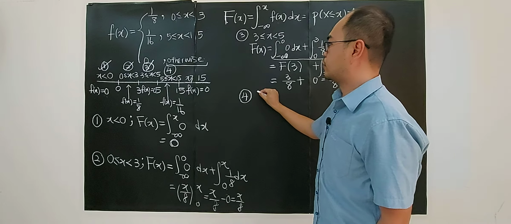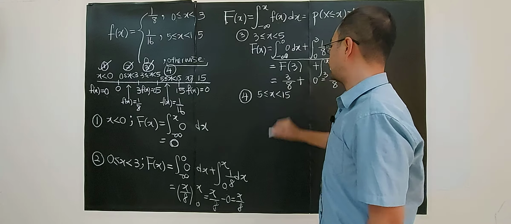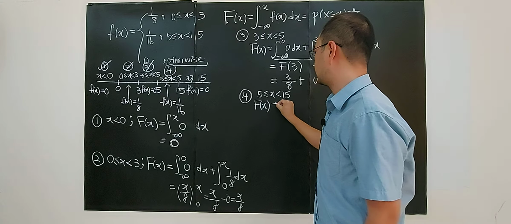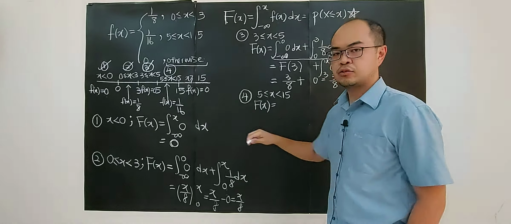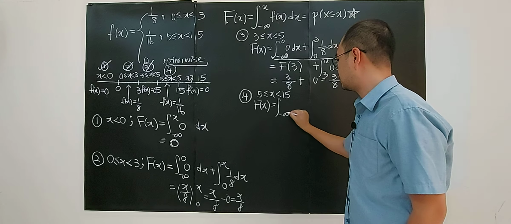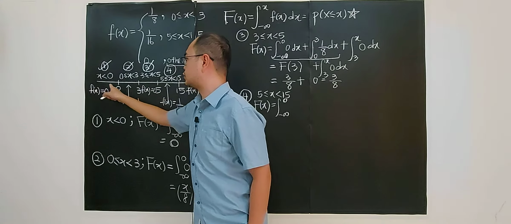So then the fourth interval will be 5 to 15, right? So what is your F(x) here? What is your cumulative here? So again, I need to start all over again. Okay, start all over again from negative infinity up to 0, right? First interval up to 0.